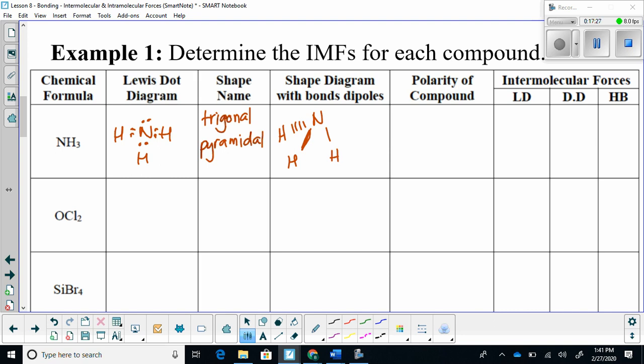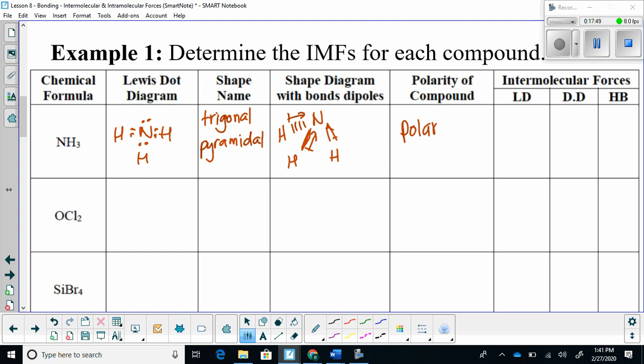Okay, with dipoles. Is the dipole pointing towards nitrogen or hydrogen? Nitrogen. Okay, and the arrows are the same strength. Polarity of this compound, polar or non-polar? It's polar. It doesn't meet the first requirement of being group 14.